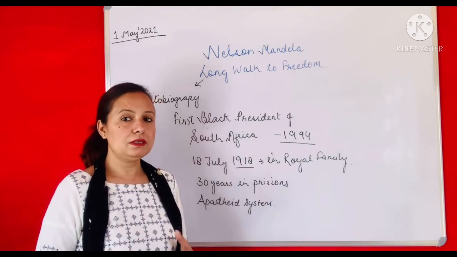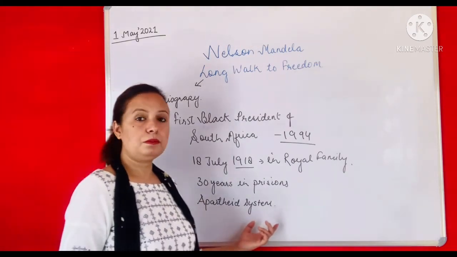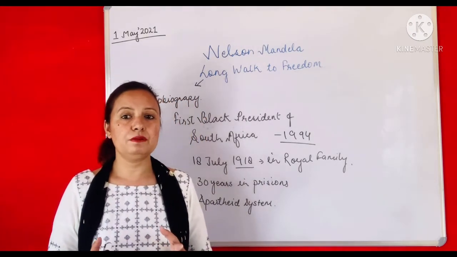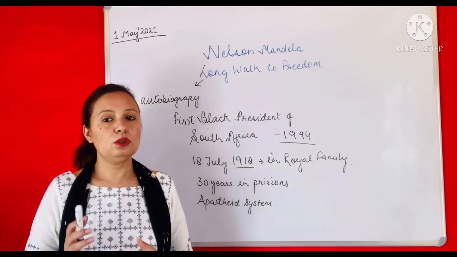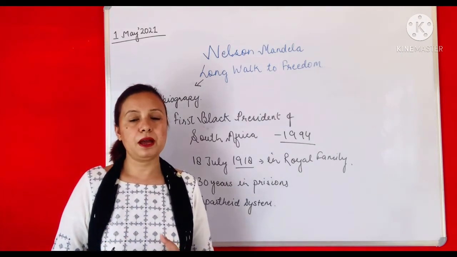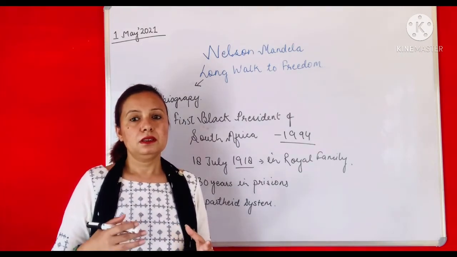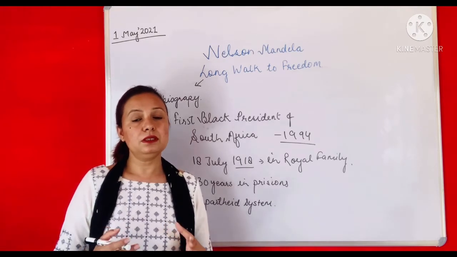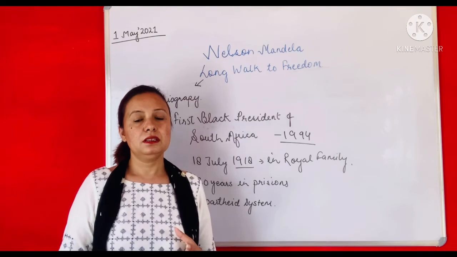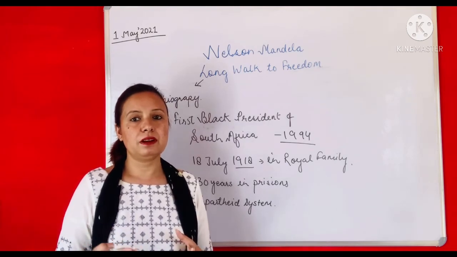Do you know what the apartheid system is? The apartheid system was a system where people were discriminated against on the basis of their color and skin. In those days, what happened? The white people oppressed the black people. The black people were in a miserable condition. They didn't have any right to do anything in their own country. They were deprived of their basic rights.